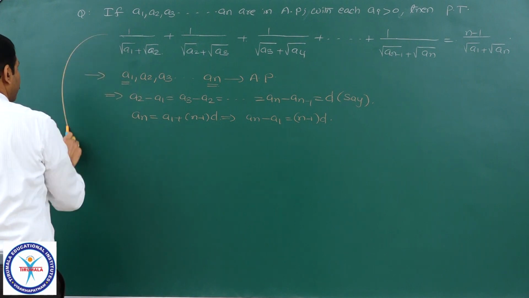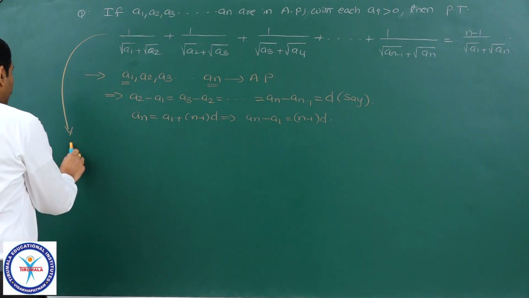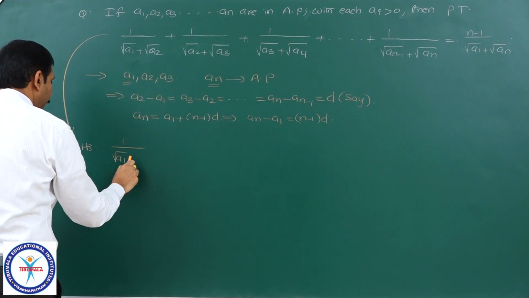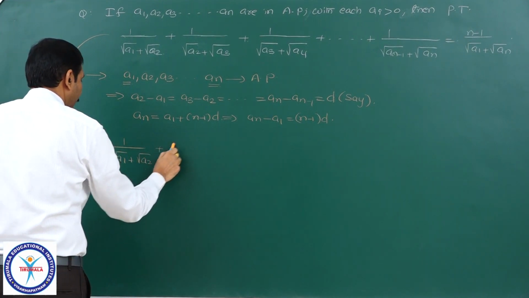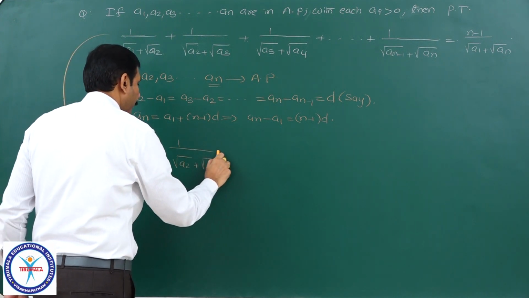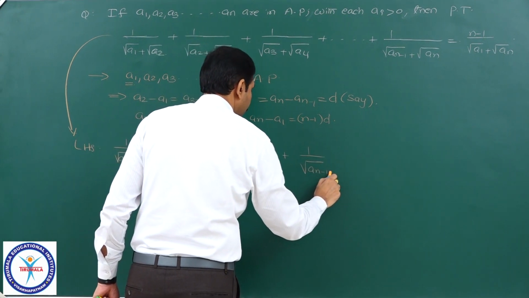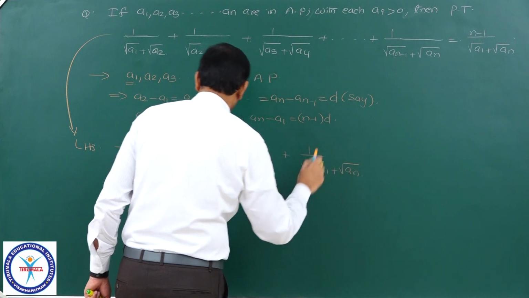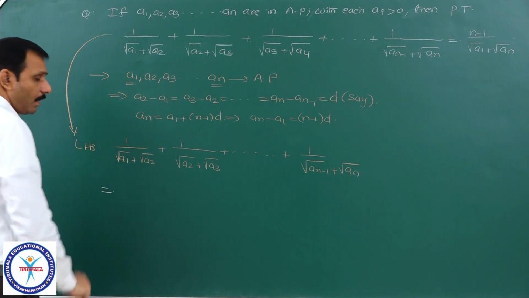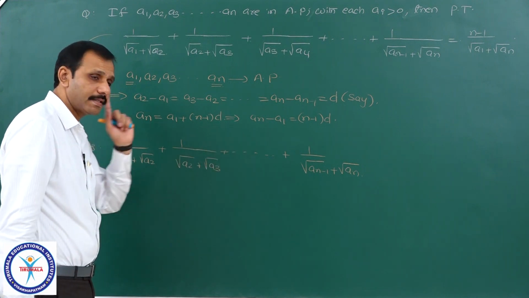Now, I will take this LHS and let us establish that relation. What is LHS? You see first, 1 by root a1 plus root a2, plus 1 by root a2 plus root a3, plus and so on, plus 1 by root of a(n minus 1) plus root an. Listen here. You know rationalization. I will rationalize the denominators of all these terms.